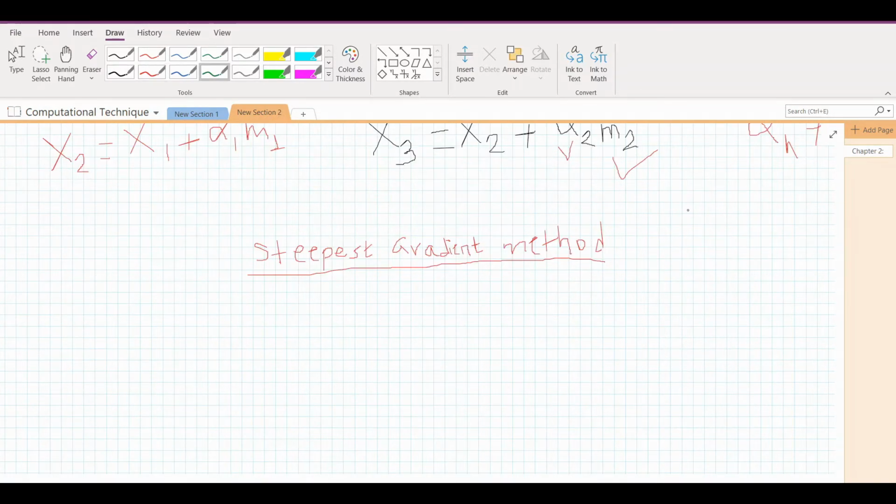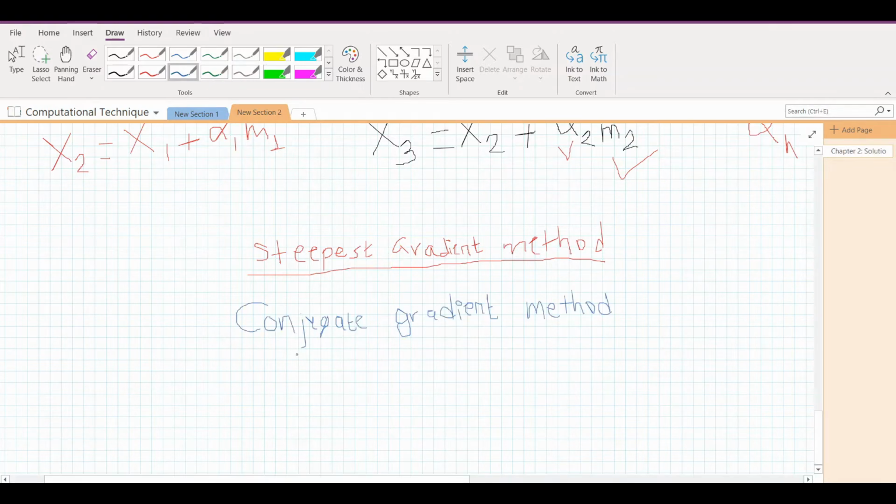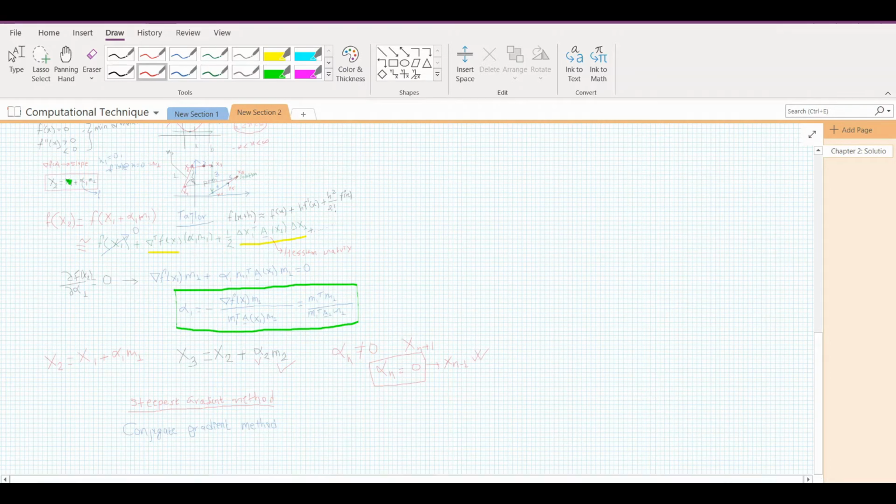The major problem with Steepest Gradient Method is that it generally takes a lot of iterations to solve a problem. As such, Conjugate Gradient Method came into the picture. Here, the Conjugate Gradient Method helps to reduce the number of iterations to solve the problem. Let's take the same example that we took here.